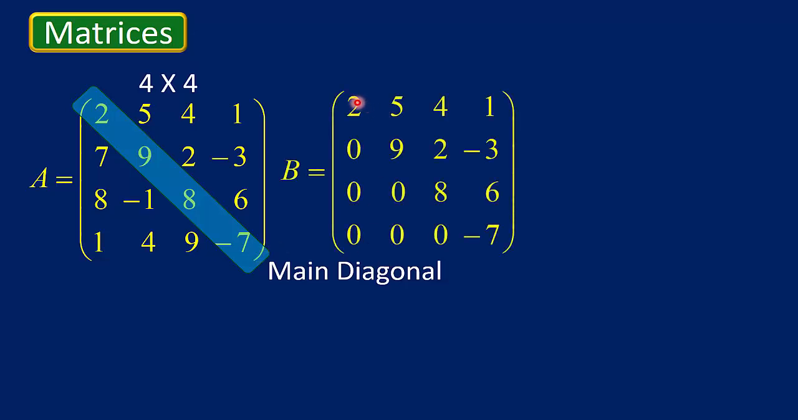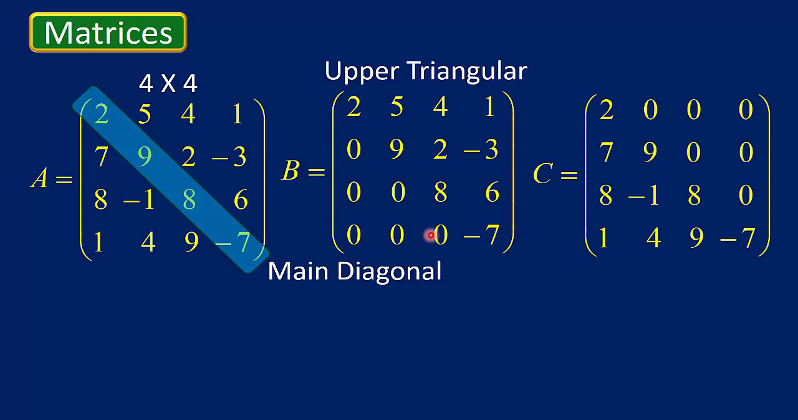Now sometimes you'll see a matrix like this where you have the main diagonal and there are just zeros below that main diagonal. When you have a situation like that, we call that an upper triangular matrix. Likewise, if the zeros are above the main diagonal, we call that a lower triangular matrix.